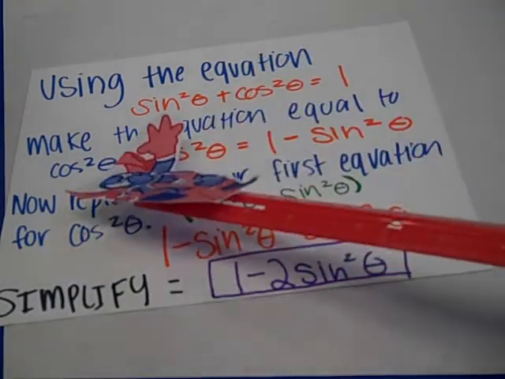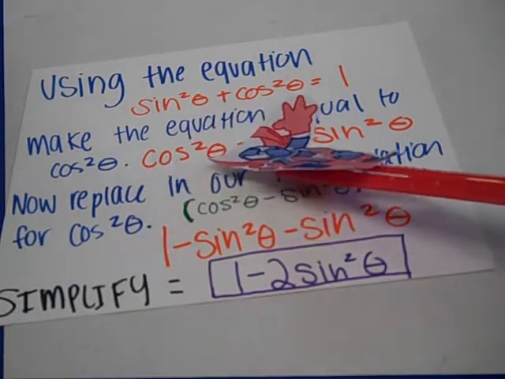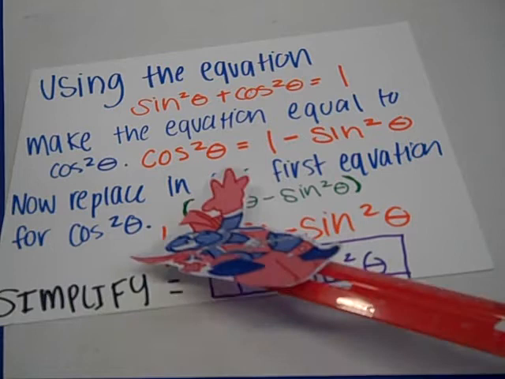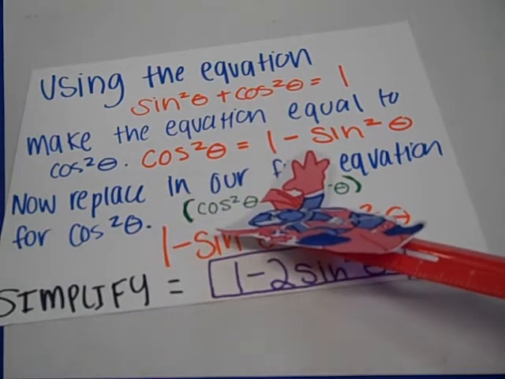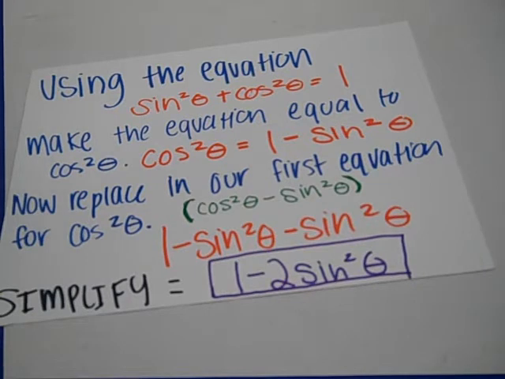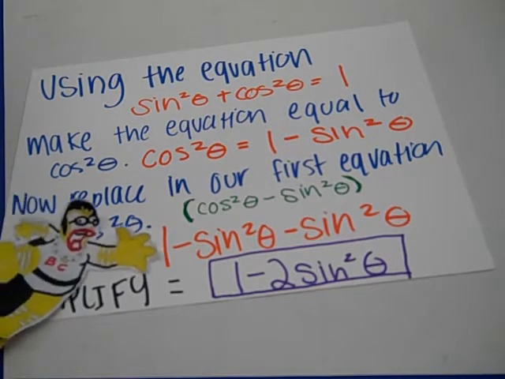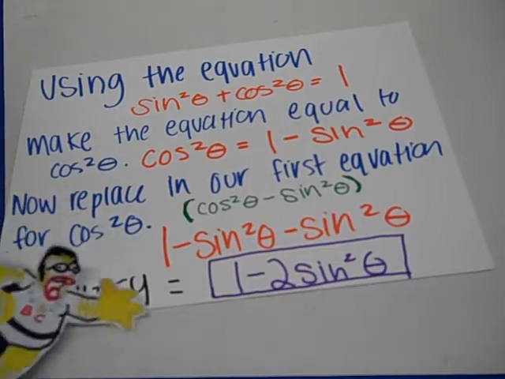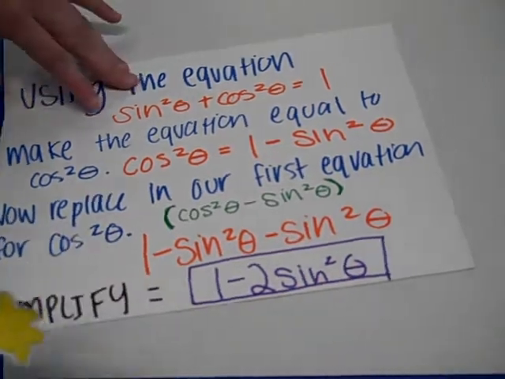Using the equation sine squared theta plus cosine squared theta equals 1, let's make the equation equal to cosine squared theta. So cosine squared theta equals 1 minus sine squared theta. Now replace cosine squared theta in our first equation, which is cosine squared theta minus sine squared theta. So then you'll have 1 minus sine squared theta minus sine squared theta, which reduces to 1 minus 2 sine squared theta.